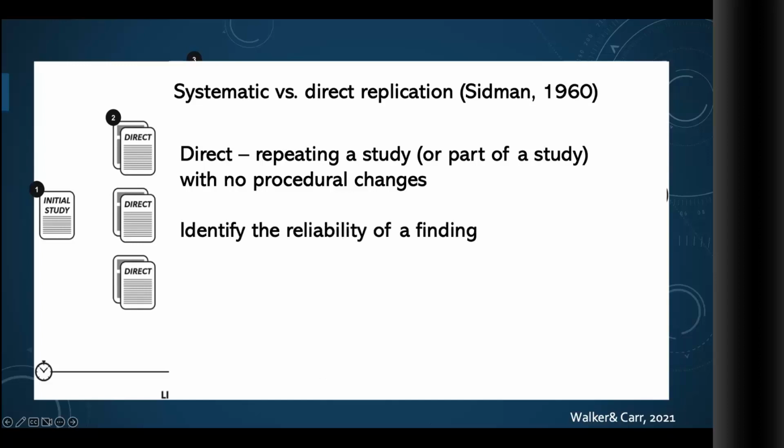This helps to identify the reliability of a finding, right? So if 3 people replicate the same study and they all produce the same results, then it's likely that the original study was reliable, because multiple people were able to demonstrate that across different labs, ideally different investigators, and so forth.